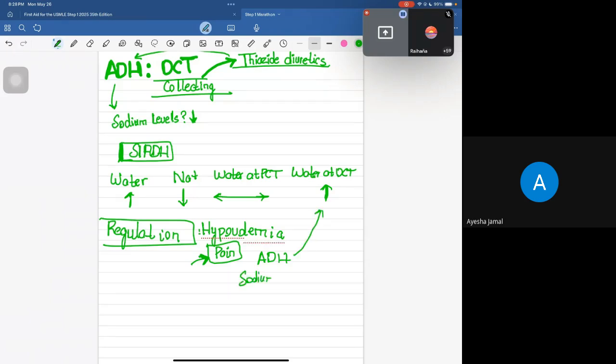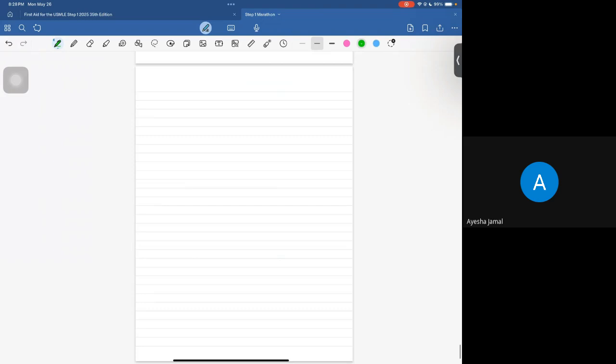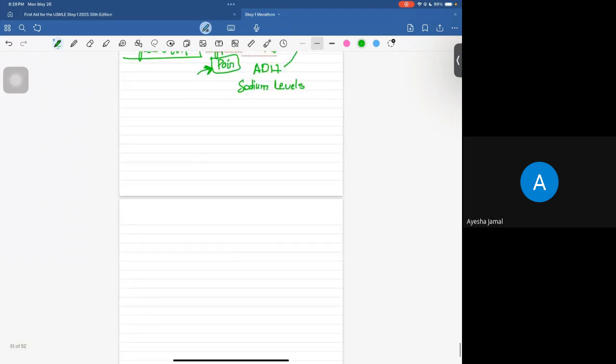Because whenever a patient is having acute hyponatremia, whenever the patient is having very low sodium levels, the patient is going to have nausea, vomiting, acute mental status changes, right? Now, that was the first thing.